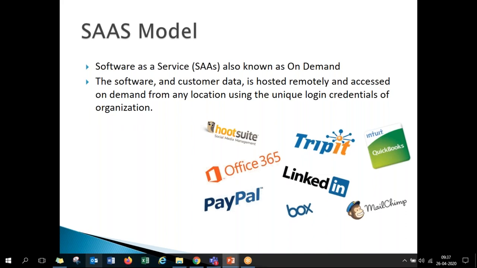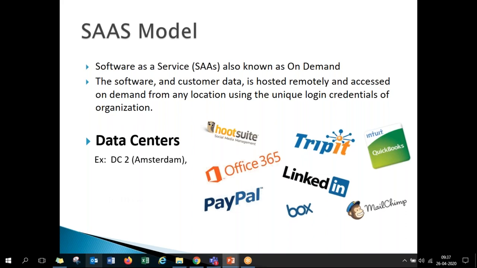So this way of remotely hosting the customer data and accessing it on demand whenever we require, with just proper authentication, internet and a browser, is what the SaaS model, or basically the cloud model, is. Those remote locations where we have the customer servers are called data centers, guys. We have around 15 data centers operating across the globe by SAP as of today.